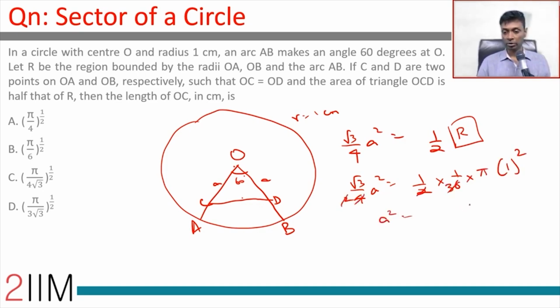is pi by 3 root 3, or A is the square root of pi by 3 root 3, not this, not this, not this, this one. Wonderful question. So all we need to do is use that the equilateral triangle is root 3 by 4 a square, which is half of 1/6 of a circle, and we're done.